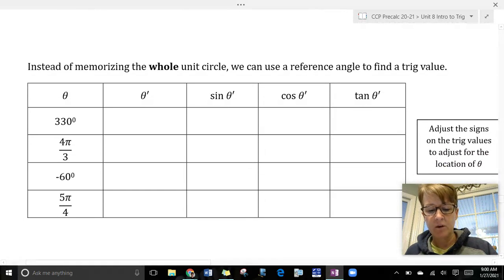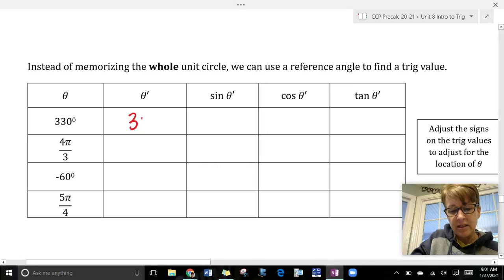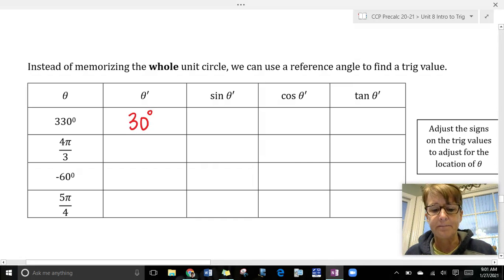Okay, so again, I'm not going to do all of these. I just want to go through a couple lines. So instead of memorizing the whole circle, like I said, we can just use our reference angle because the angles that have the same reference angle have the same ordered pair. So if I give you an angle of 330 degrees, first thing I want you to do is think about your reference angle. So how far is 330 degrees away from the x-axis? It's really close to 360, and it is 30 degrees away from the x-axis.